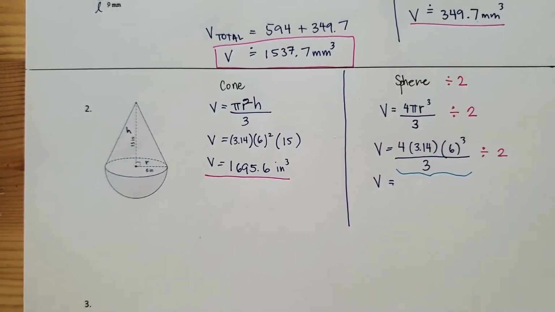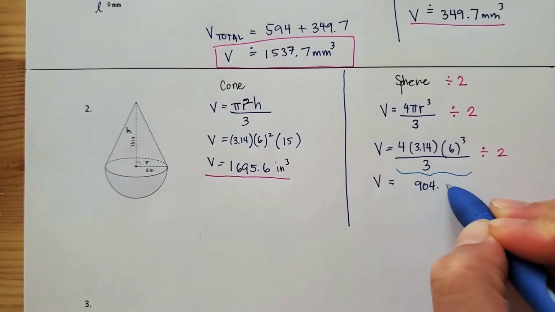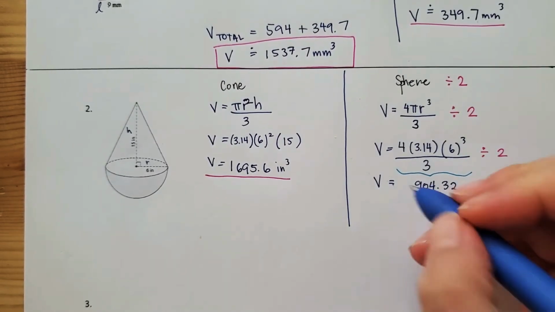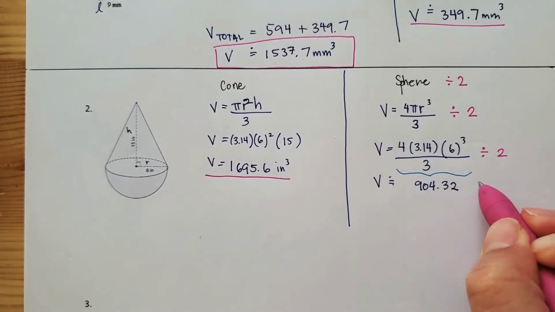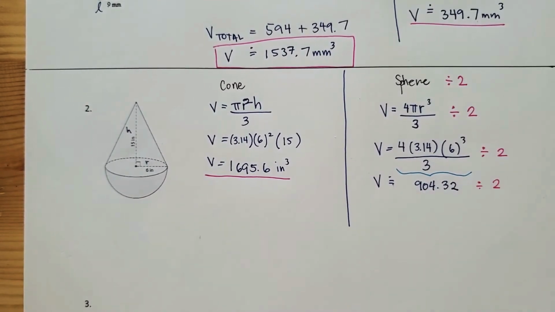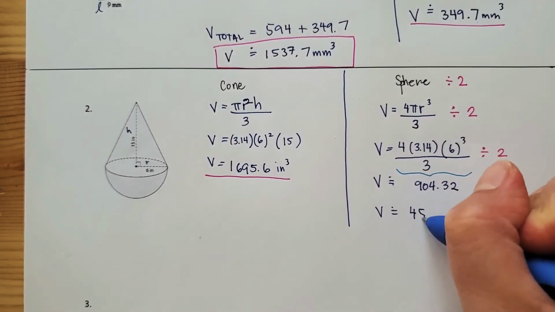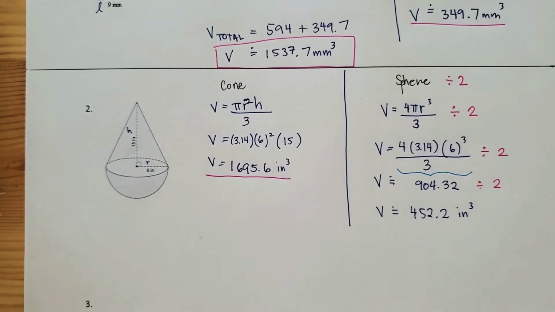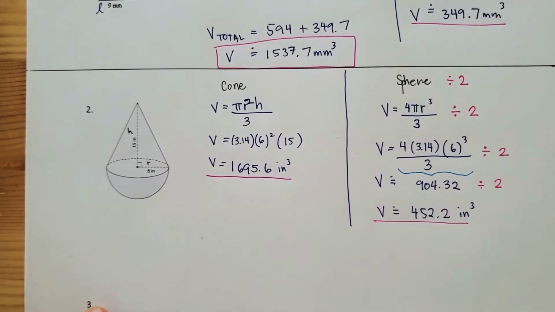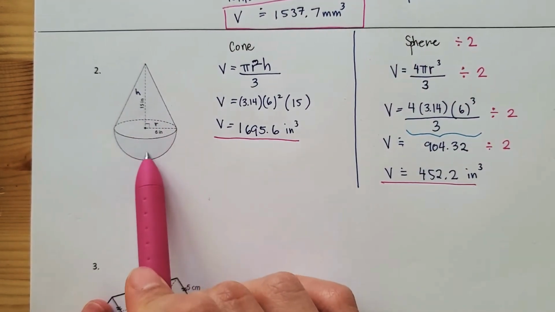So we get 904.32. And I've rounded that and divide that by 2. We end up with 452.2 inches cubed. Okay, so again, I'm going to underline that because we need both of those two volumes and we need to add them together.